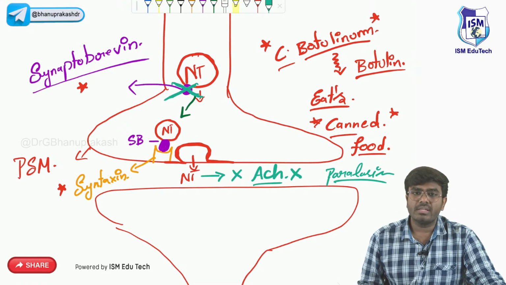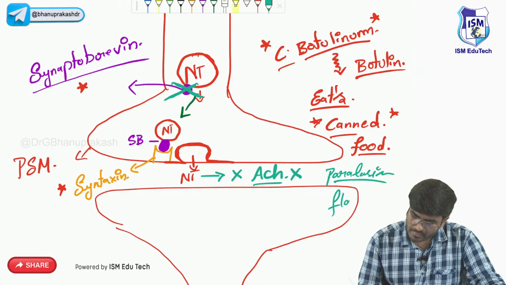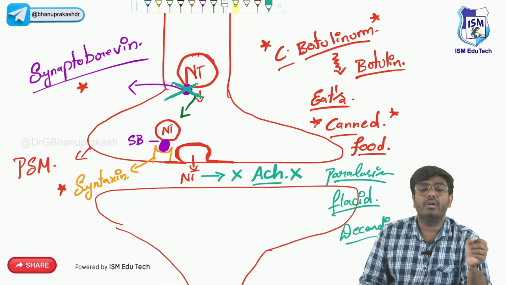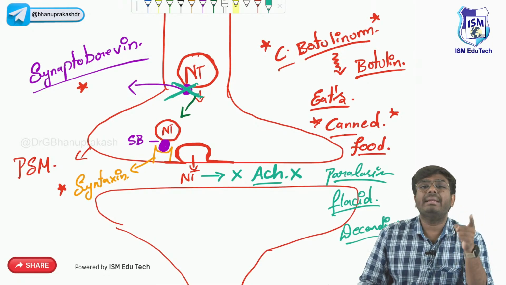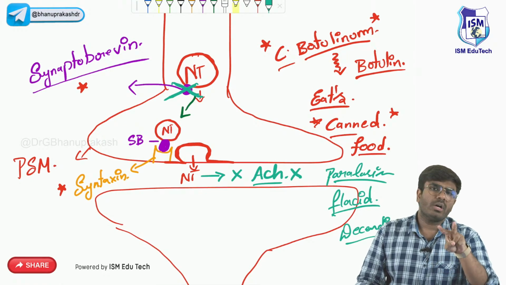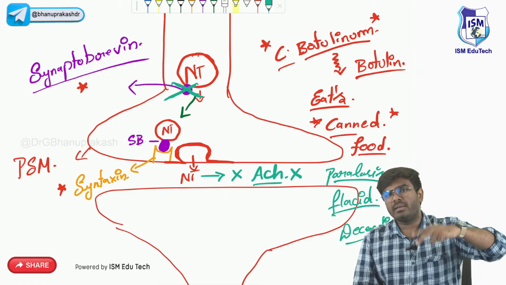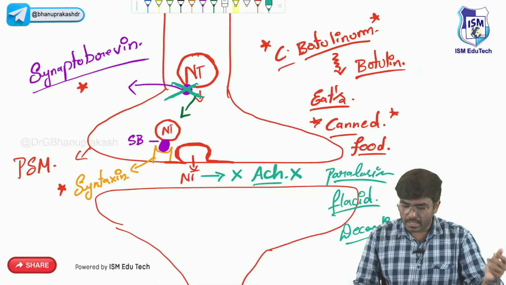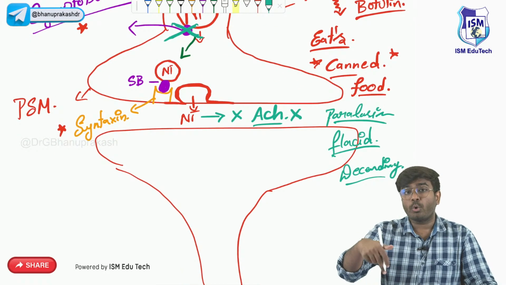So why am I discussing all this? Especially which type of paralysis? Flaccid, descending. In your exams, if you see the words descending flaccid paralysis, remember that paralysis is of two types: descending paralysis and ascending paralysis. Ascending paralysis is seen with Guillain-Barré syndrome, whereas descending paralysis is seen with botulinum toxicity.